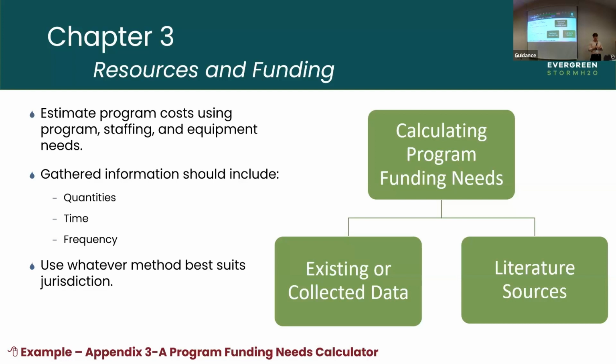So that calculator that I mentioned on the last slide, that's in Appendix 3. We've developed that program funding needs calculator to estimate program costs using the program, staffing, and equipment needs. Information that you'd need to gather to use that tool would include quantities, time, frequency, and you can use whatever method best suits your jurisdiction. We made this tool pretty simple. It was intended to just be a starting point. We know everybody has different priorities, so feel free to build on it, get rid of tabs. That was what it was meant for.